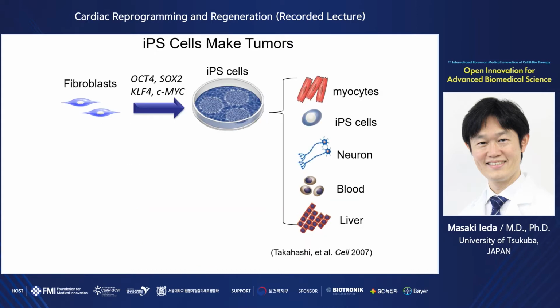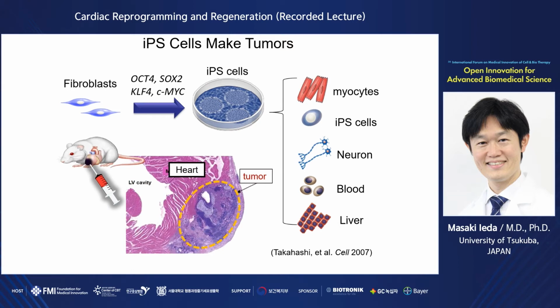Next, I'd like to talk about how we can regenerate the heart. First, I'd like to explain about iPS cells. As you may know, we can generate pluripotent stem cells called induced pluripotent stem cells, iPS, from fibroblasts by using Yamanaka 4 factors: OCT4, SOX2, KLF4, and c-MYC. iPS cells, which are stem cells, can differentiate into any type of cells, including cardiac muscle cells, neurons, blood, and livers. And we can use cardiomyocytes for cell therapy.